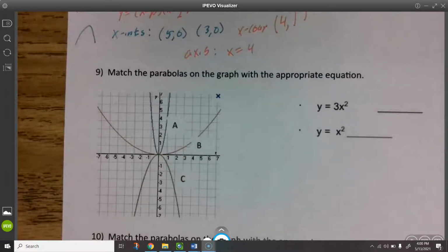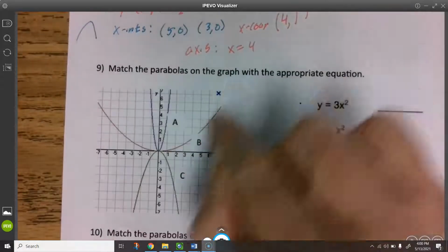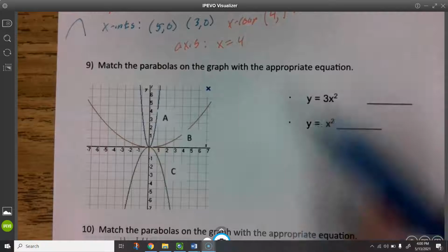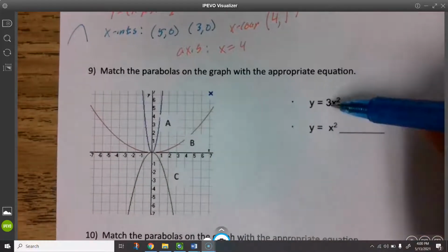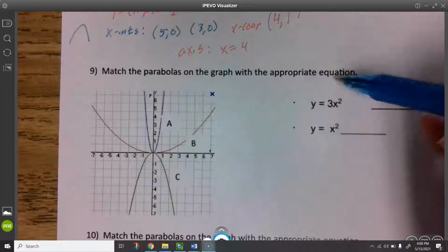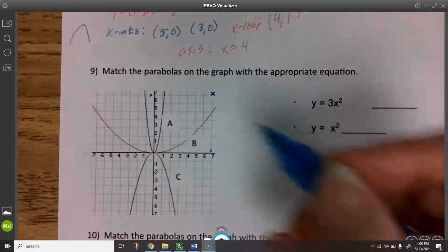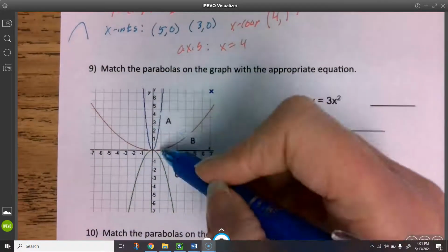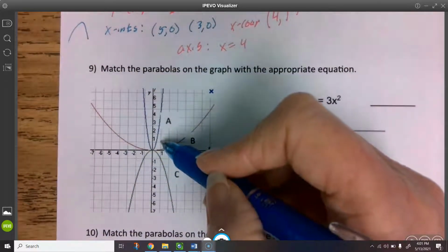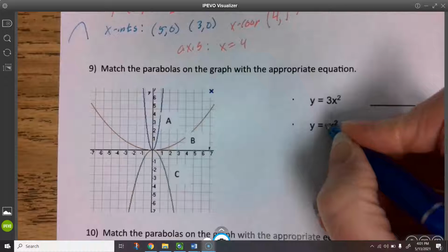Okay? So if you look at it, we have one that opens up, one that opens down, one that goes wide. These are our 3 equations. We know these are all based off the parent function. This is our parent function. It opens up. It's just normal. So 1, 1. Hey, that's not either one of them. I wonder if this was supposed to have a negative right there.